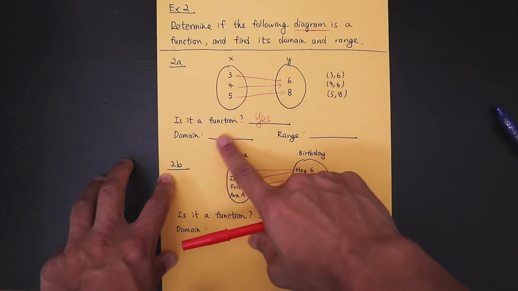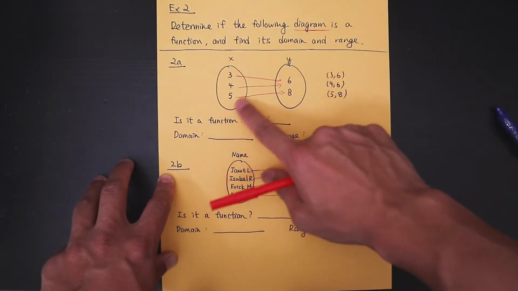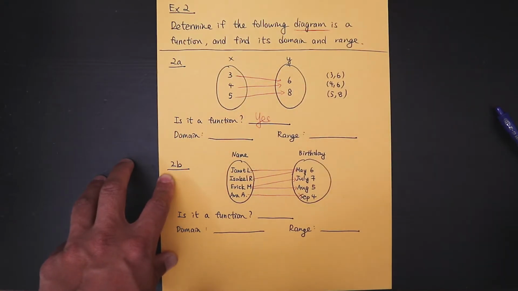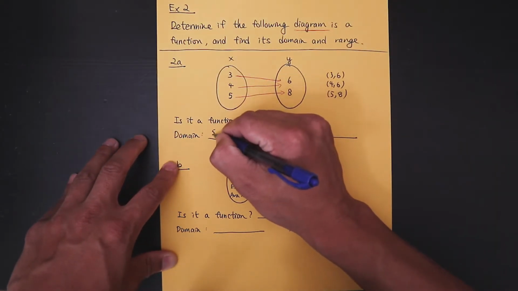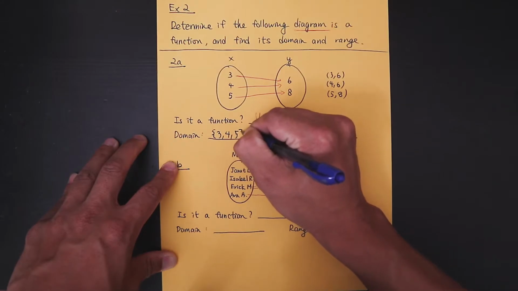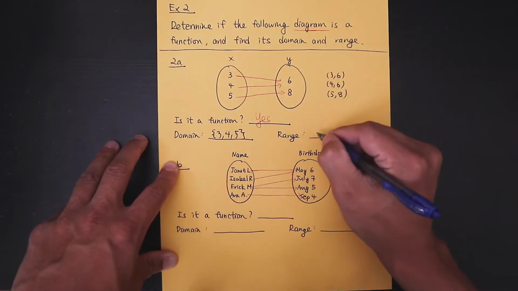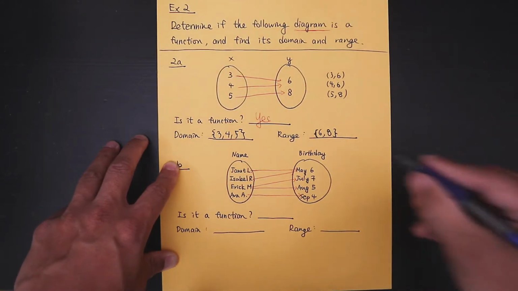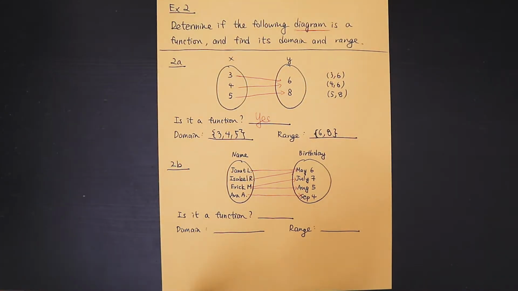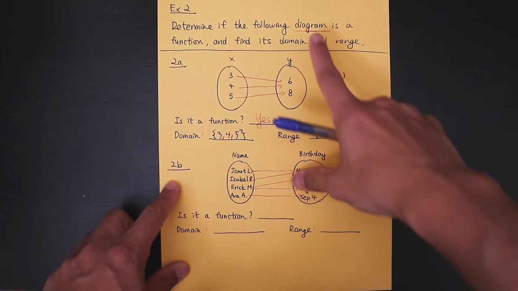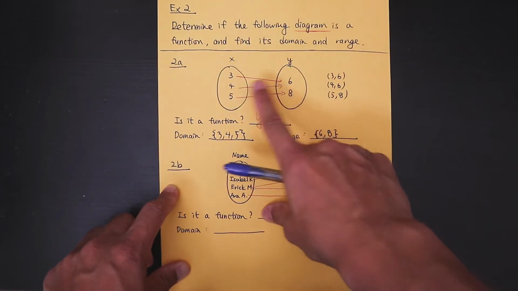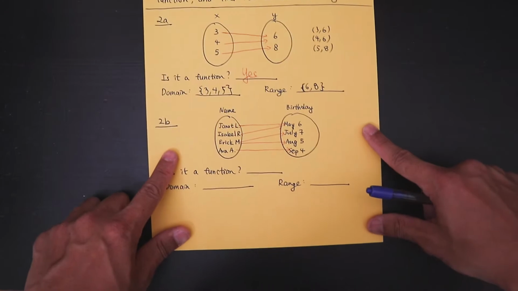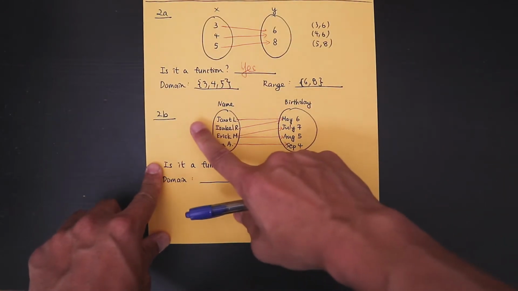Now here's the good part for domain and range. You notice that this circle already has all the x's, which are the domain. So all you have to do is just recopy that. 3, 4, and 5. And then for the range, it's going to be 6 and 8. It should be a bracket, actually. A bracket. So it's very easy to identify domain and range when you're given a diagram of the input and output.